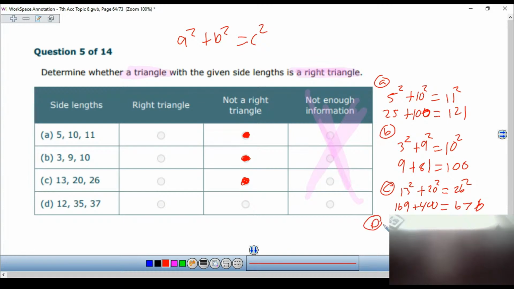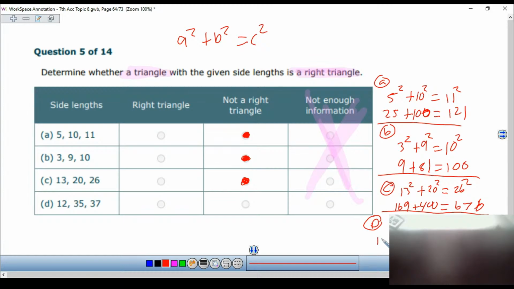And then we got D, the last one. So for this one, 12 squared plus 25 squared equals 37 squared. Can you guys see that? Do I need to clear this up a little bit? There we go. All right. So again, I don't know what 37 squared is. I'm going to use my calculator. And you're welcome to do that. Whew, that's a big one. So this is going to be 1,369.